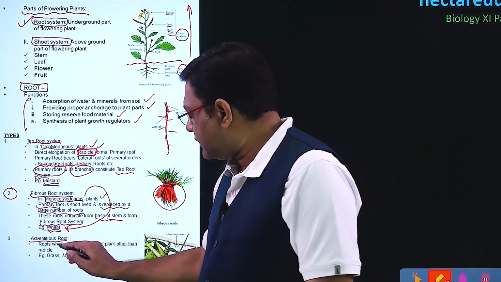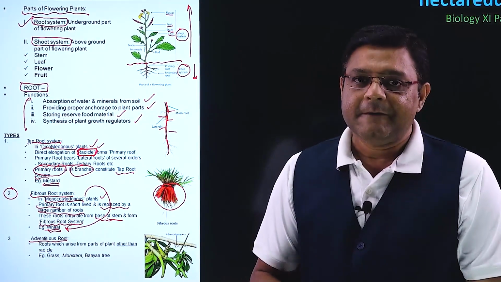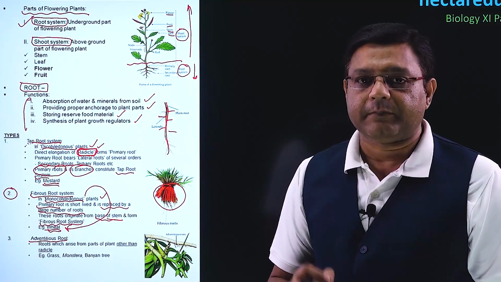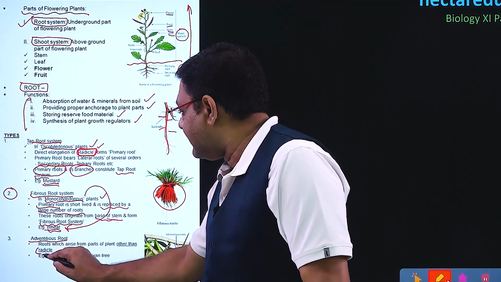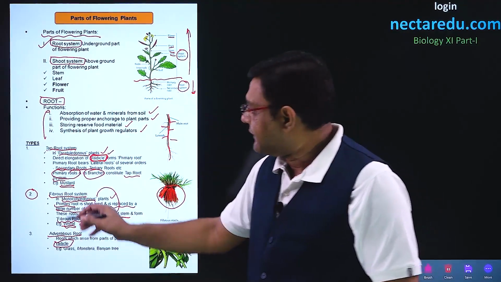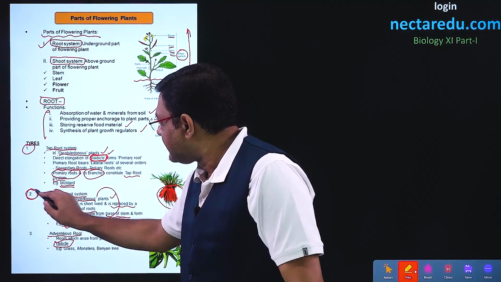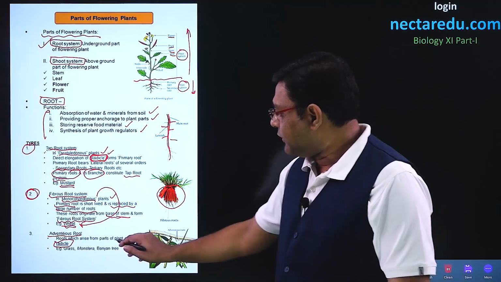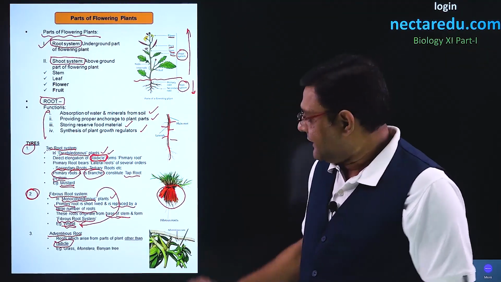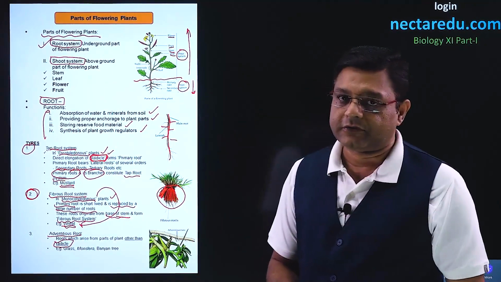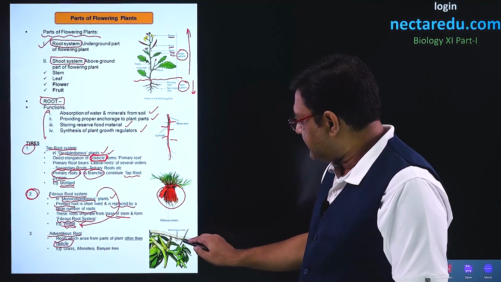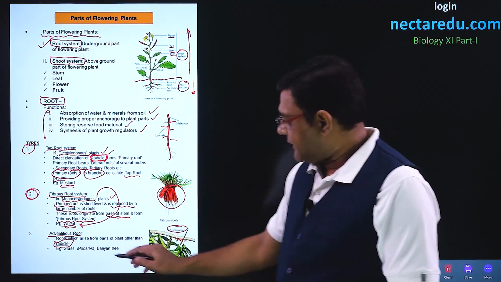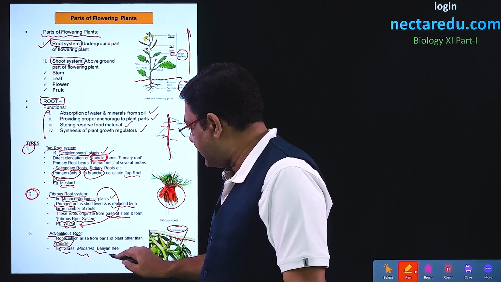The third type of root system is the adventitious roots. Adventitious roots are the roots which can arise from any part of the plant but not from the radicle. As we saw in the initial two cases, in the tap root system and fibrous root system, the primary root was coming out from the radicle, and if the root does not come out from the radicle, then the system is called adventitious roots. In this particular example, we can see that these are the adventitious roots arising. Common examples are grass, monstera and banyan tree.